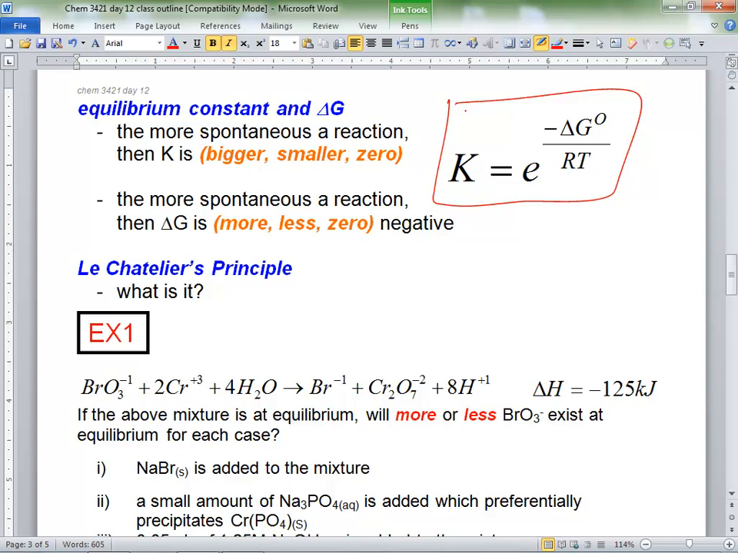But the question is a little more confusing. It's asking to use this equation to get there. So you know the answer is big, but how do you get there? If it's spontaneous, delta G is what? Positive or negative? Negative. There you go. A negative times a negative, positive. So K's are huge for spontaneous reactions. The more spontaneous a reaction is, then delta G is, everybody, more negative.